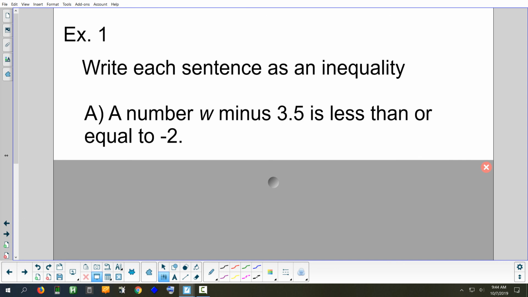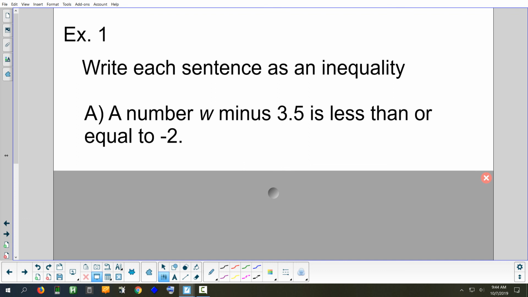So it says a number w minus 3.5 is less than or equal to negative 2. All right, so you guys already got that printed. All right, who can tell me what I should start writing here? Joe? W minus 3.5. Yeah, so W minus 3.5, that's all important. The first two words, a number, that's not really important, but W minus 3.5.